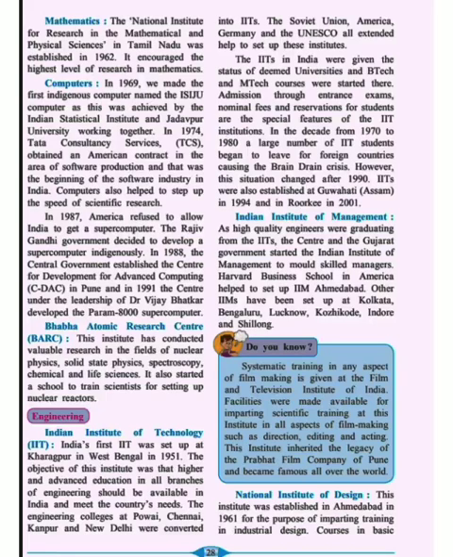In 1987, Americans refused to allow India to get a supercomputer. The Rajiv Gandhi government decided to develop a supercomputer indigenously. In 1988, the central government established the Center for Development of Advanced Computing, that is CDAC, in Pune, and in 1991, the center under the leadership of Dr. Vijay Bhatkar developed the Param 8000 supercomputer.